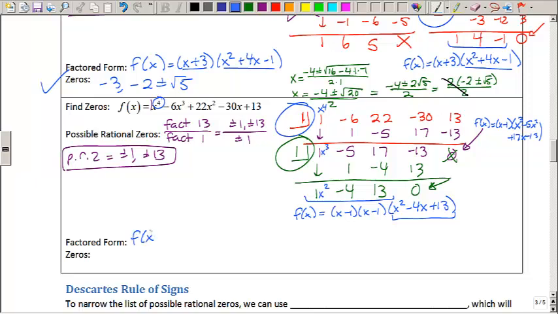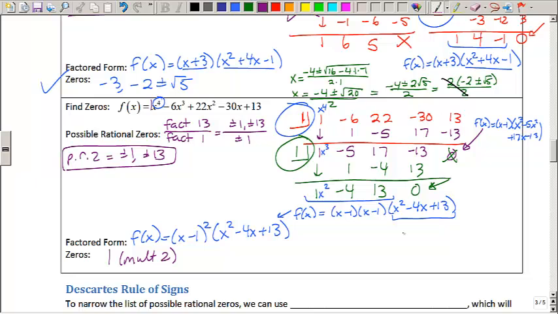So my factored form, I'm just going to move down here. F of x equals x minus 1 times x minus 1, or I'm just going to write x minus 1 squared to save a little room. And that's my factored form. I know the zeros are 1 multiplicity 2. That takes care of 2 out of the 4 zeros. Remember we said a degree 4 has to have 4 zeros.